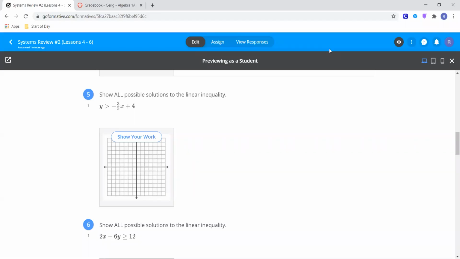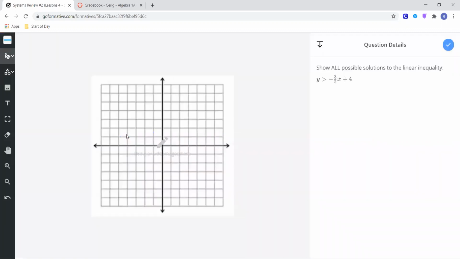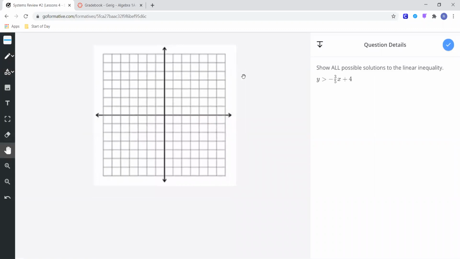Onto linear inequalities. Number five here, show all possible solutions. So this is going to require graphing. This one's already ready to go, but before I do anything, I want you to see that this one's going to be dotted. That's a key thing here, don't miss that.